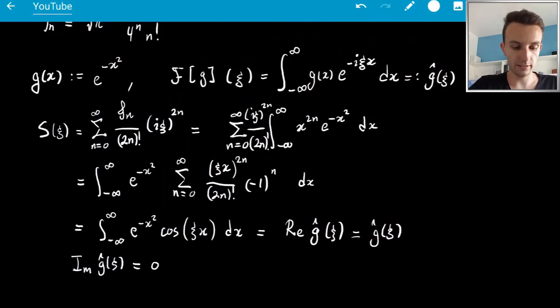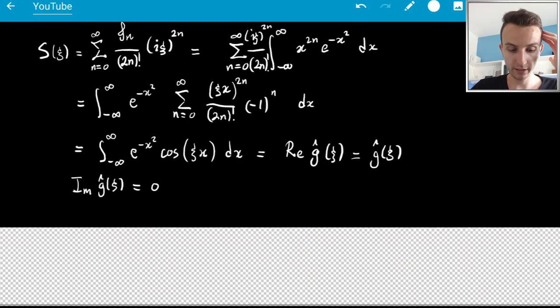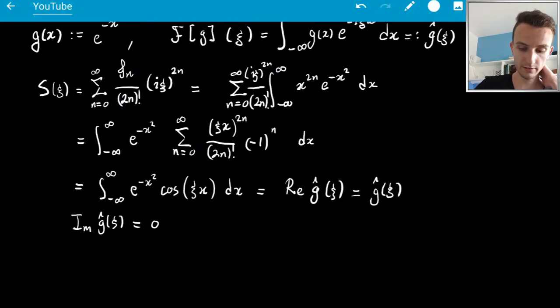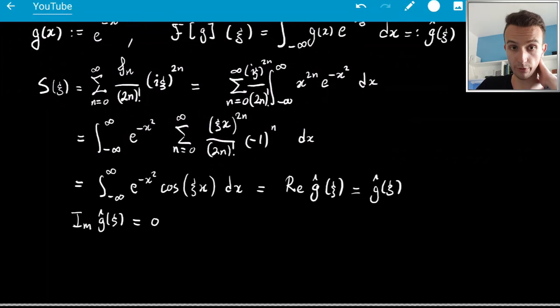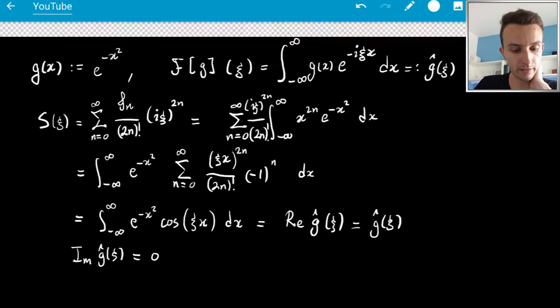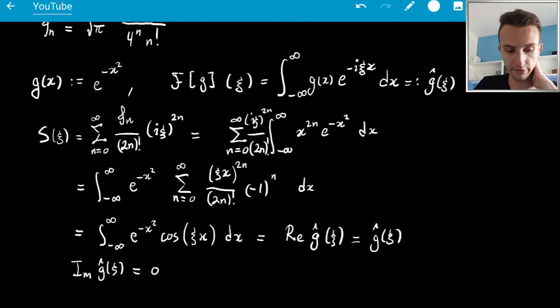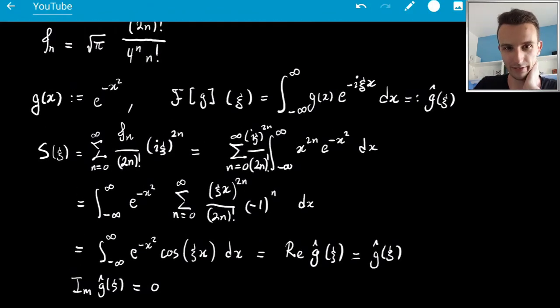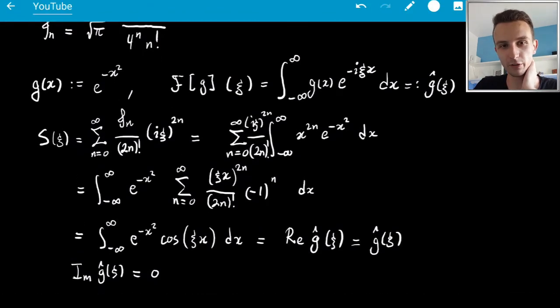So S of xi, this series, is the Fourier transform of the Gaussian by identity. Now, on the other hand, we need to evaluate the series. So this was step 1, showing that this series is G hat of xi. And then step 2 is evaluating the series, because we don't want to evaluate this integral. It would involve completing the square, right?